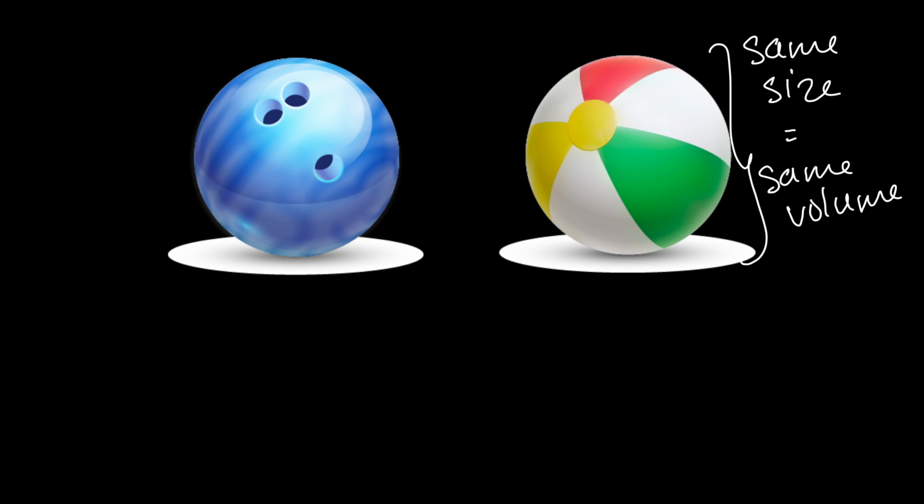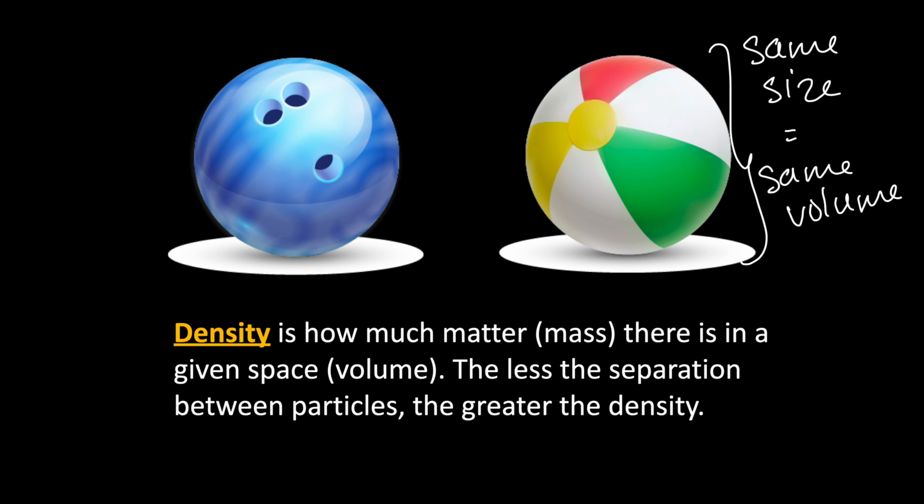For example, if you were to drop each of these in water, the bowling ball would sink, but the beach ball would remain floating on the surface. That's because the bowling ball has far more mass inside it, even though they are the same size. That means its density is far greater.